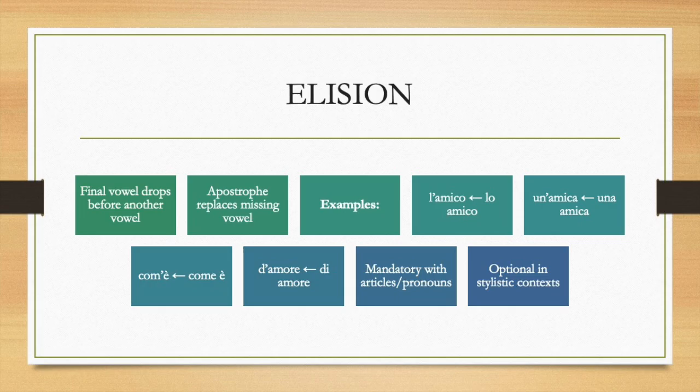Elision keeps the sound smooth and avoids the clash of vowels. Sometimes elision is mandatory, especially with the article and pronouns. So remember, l'amico, un'amica. Other times it is optional or stylistic, particularly in poetic language, like com'è or d'amore.